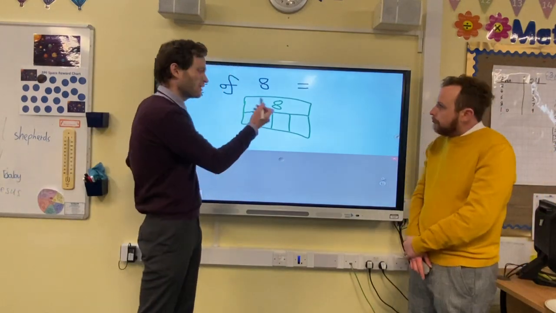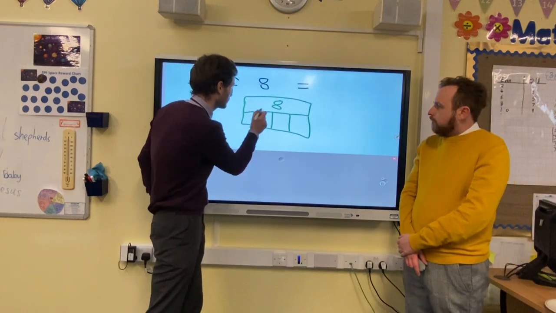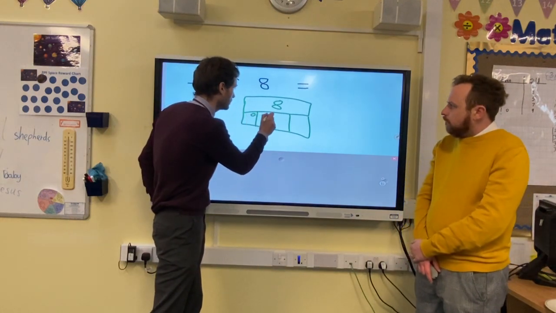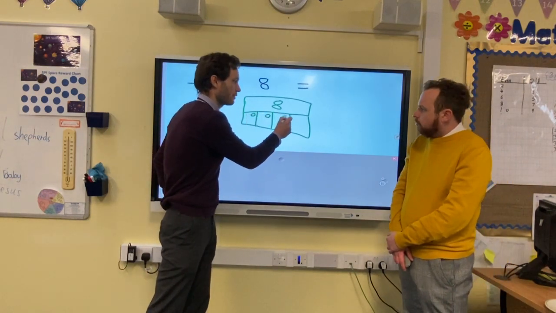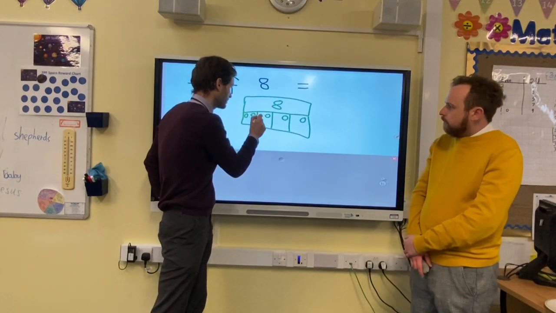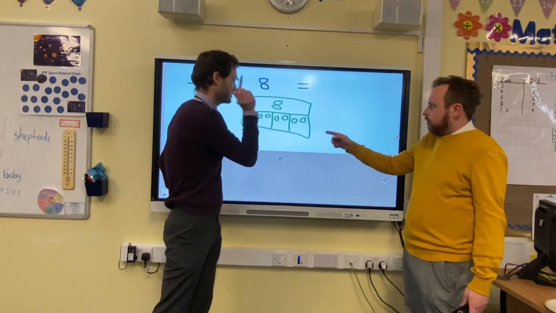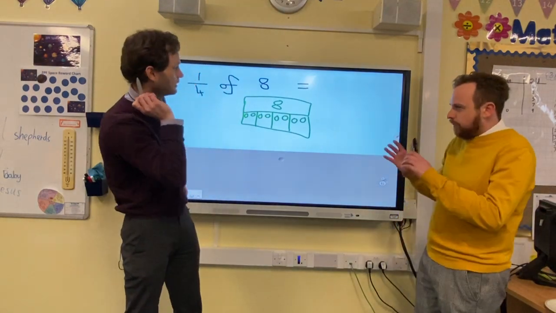Okay, now I'm going to pretend I'm drawing sweets. So let's share out our 8 sweets. 1, 2, 3, 4, 5, 6, 7, and 8. Good, and you need to stop there, don't you? Because it's 8 sweets we're sharing.